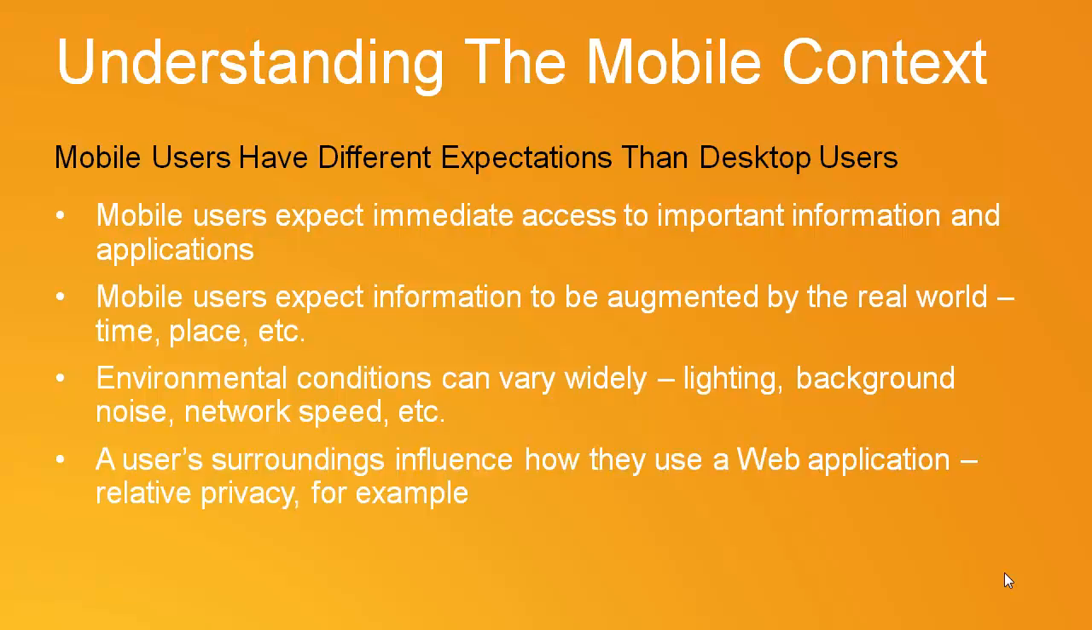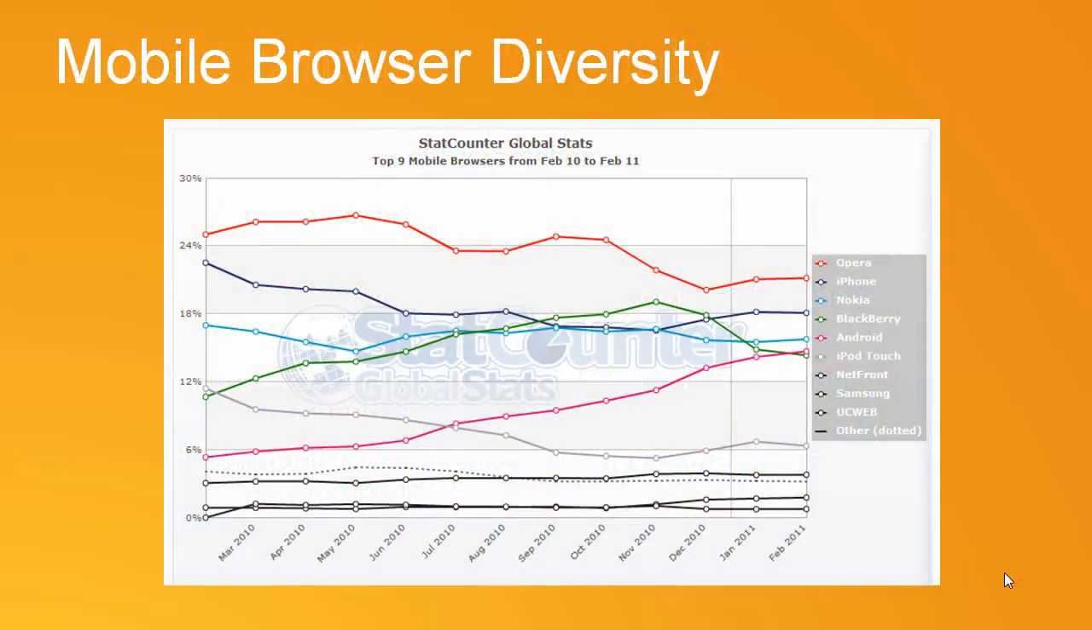A user's surroundings influence how they use web applications relative to privacy. For example, maybe they don't want other people to be seeing what they're typing if they're on the subway, or things of the like. Here we have a little graph that shows the mobile browser diversity that exists today. Here we have on the top Opera, which is the most used one, especially because of their ability to be on most of the dumb phones, as we call them. Then from there on we have a lot of other ones, and what this means is that the kind of experiences that we design, especially in the mobile browser, have to play nice with most of these phones.